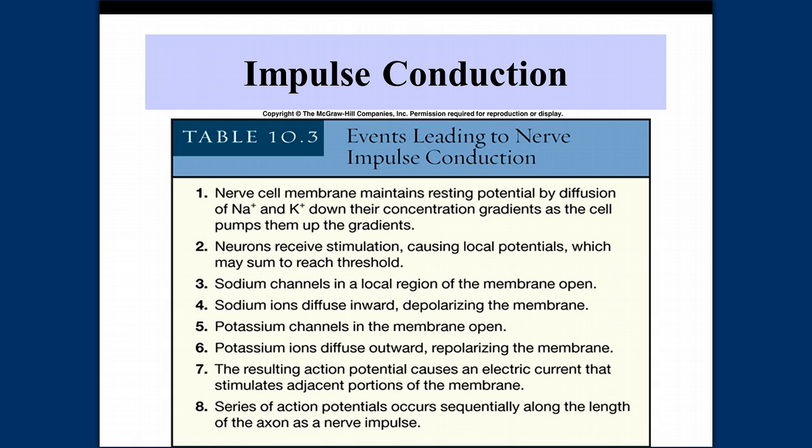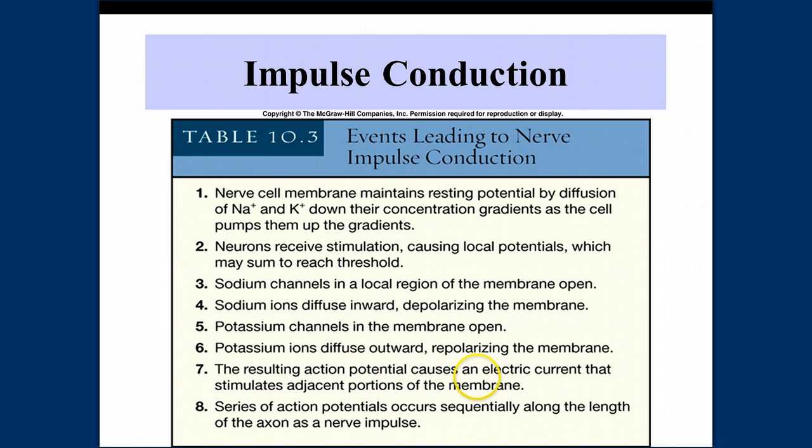The neuron receives stimulation, causing local potentials which may sum to reach threshold. Remember, it's called a graded potential if it doesn't reach threshold. Sodium channels in the local area of the membrane open, and that can happen with a graded response, but if it reaches the axon hillock, then many sodium channels open and the sodium ions diffuse inward, depolarizing the membrane. This is after the sodium channels close by the influx of the calcium ions. Potassium channels in the membrane open. Potassium ions diffuse outward, repolarizing the membrane.